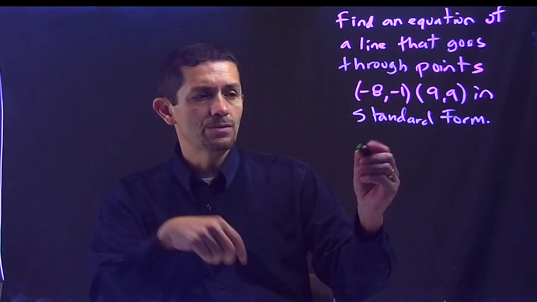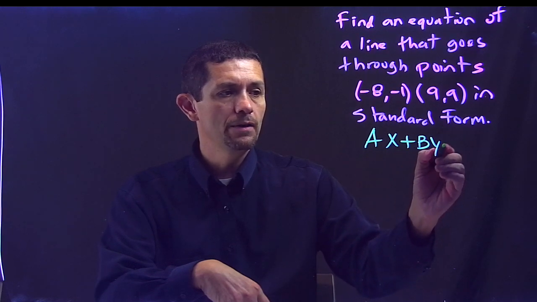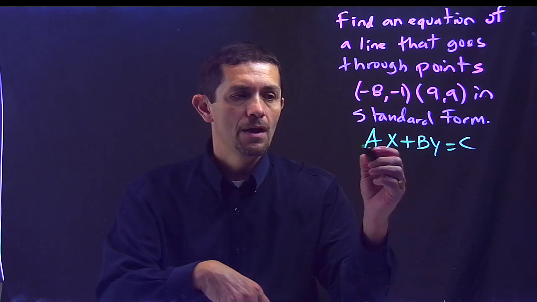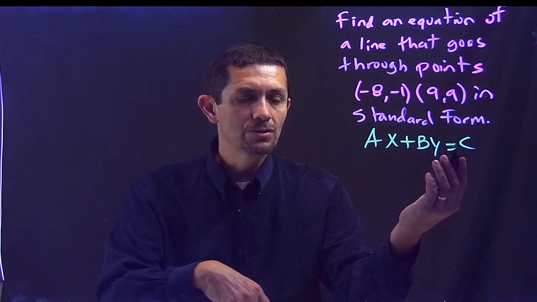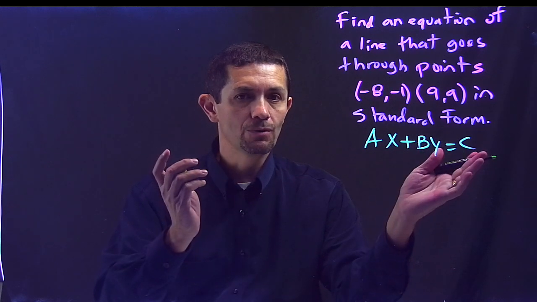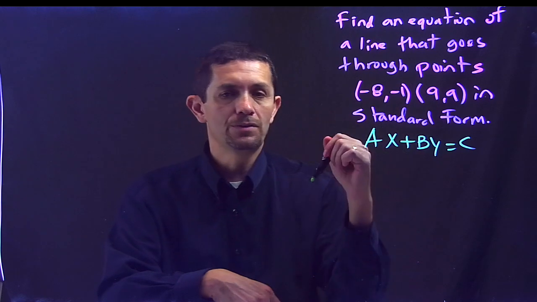The standard form is when an equation is written as Ax plus By equals C. So that's the standard form of an equation. A, B, and C are any numbers. The real variables here are x and y. Now, how do I get from here all the way to there?